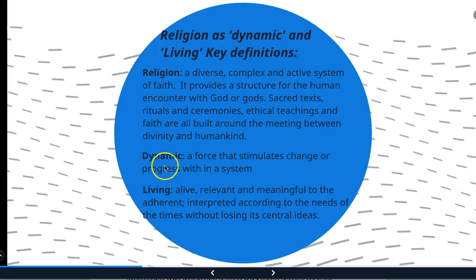So dynamic is all about the flexibility of a religion to adapt to the society in which it is practiced without losing its key beliefs and central ideas. And then living, it means that it's alive and relevant and meaningful to the adherent. These two key words are the result of those characteristics of religion being able to interact and adapt and still maintain relevance.